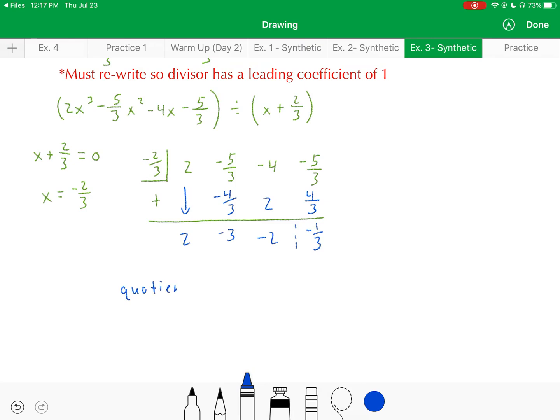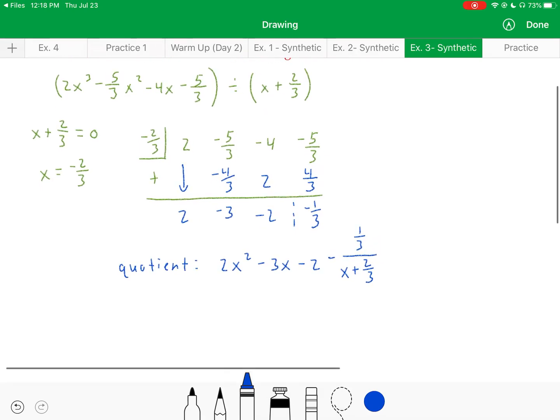I took a polynomial whose highest power is 3, divided it by a binomial whose highest power is 1. So my quotient's highest power is going to be 2. So this means I'd have 2x squared minus 3x minus 2. And then here's where you got to be careful. We're going to do subtraction by 1/3 over the divisor of x plus 2/3. Okay, but I don't want to leave it like that. All right, I don't like the fractions within fractions here.